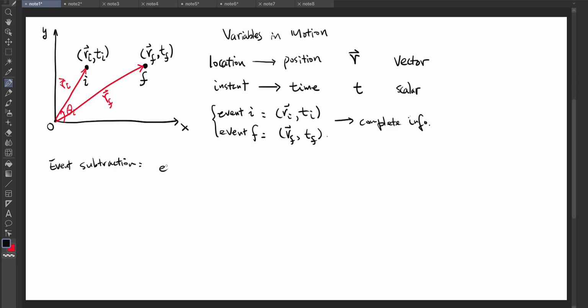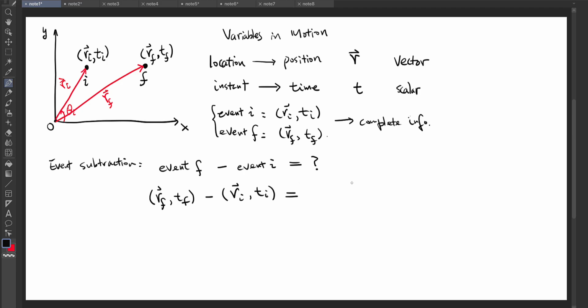So we want to do the final event minus the initial event. Another question is, what is that value? Since we already know how to represent an event, let's put these two composite quantities into this equation. We're going to do R final, T final, subtract R initial, T initial.